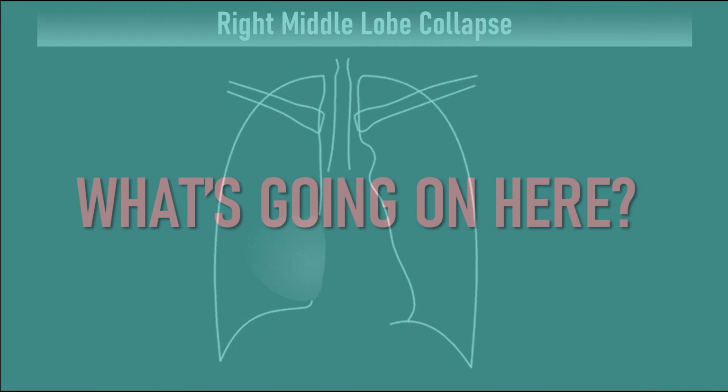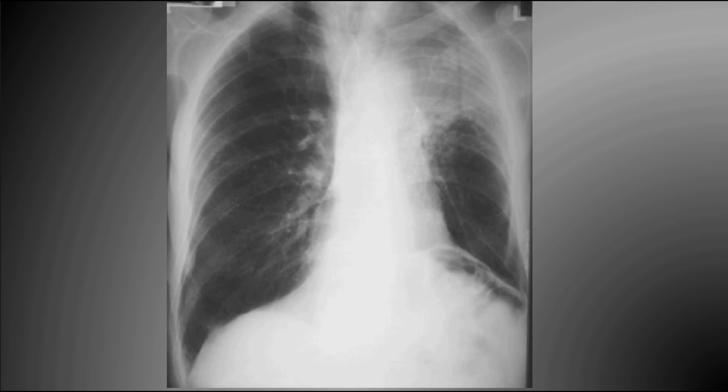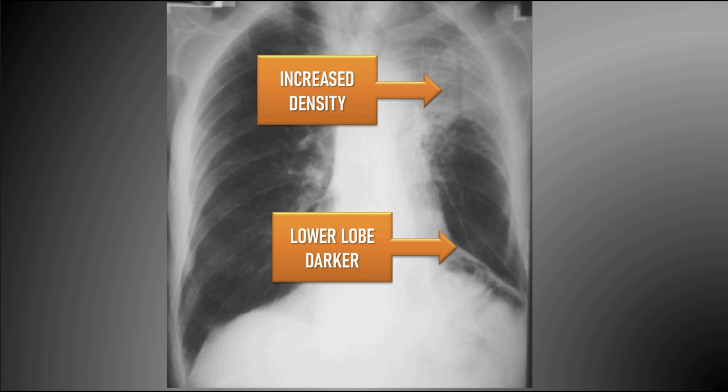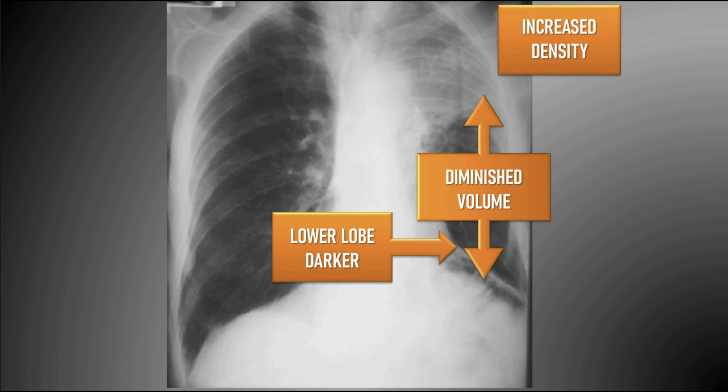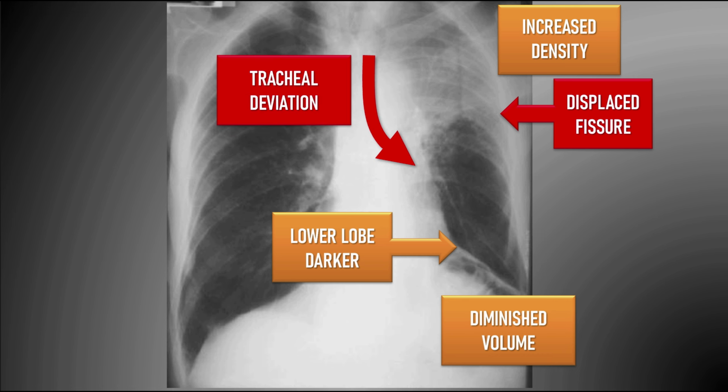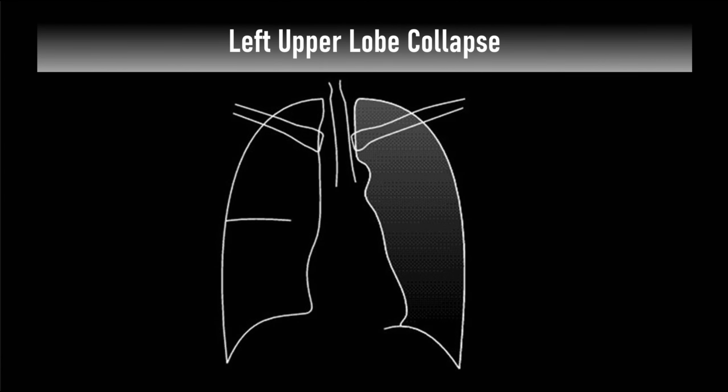What about this picture? Again, pause for a moment, focus on the images, and see what you think. You'll notice that there is an increased density in the left upper zone. The left lower zone has increased opacity, it's darker. There is diminished lung volume on the left, and the fissure has been displaced upwards. The trachea has been deviated to the left. All of these things together suggest that this patient has left upper lobe collapse.